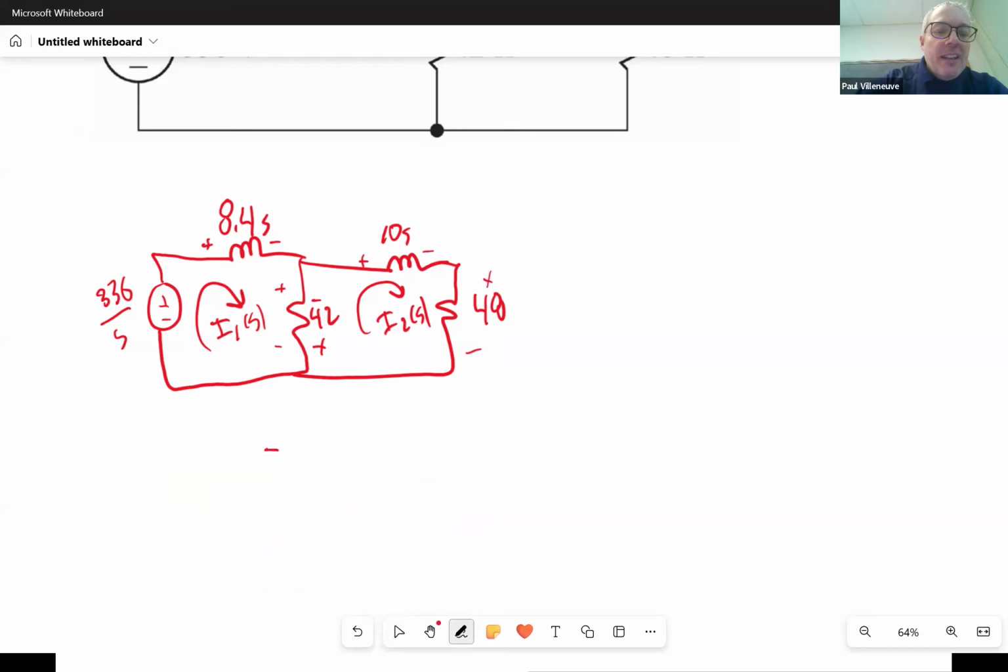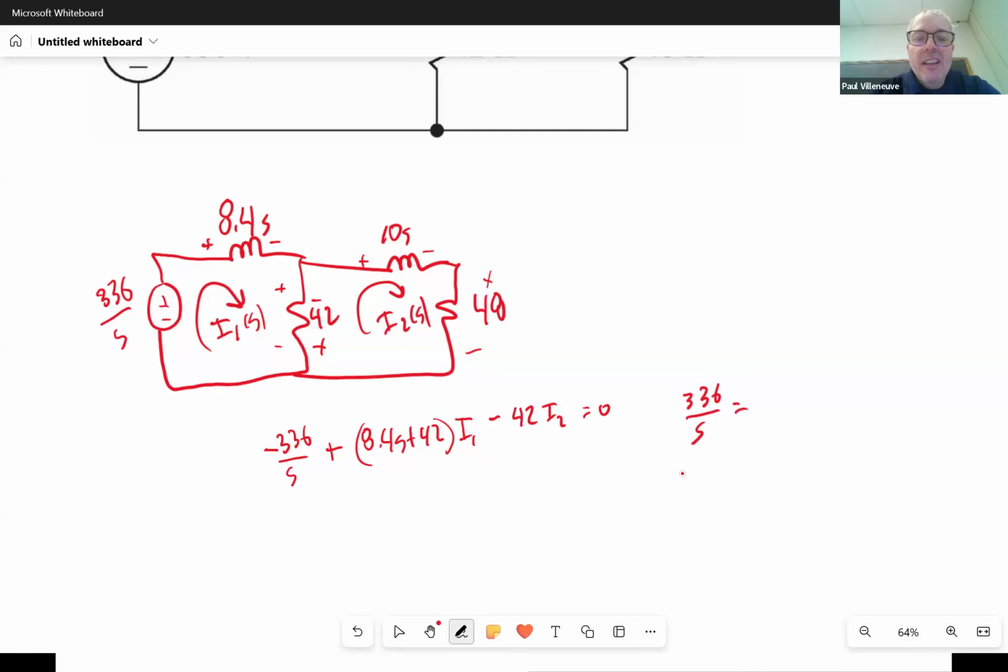And we start to write negative 336 over S plus 8.4S plus 42, that multiplies I1. And I'm not going to put I1 of S. I'm just going to call it I1 if everybody's okay with that. Understanding that's in the Laplace domain. Minus 42 times I2. That's going to be equal to 0. So setting it up in our standard form, 336 over S equals I1 times 8.4S plus 42 minus I2 times 42. That's our first equation, right?